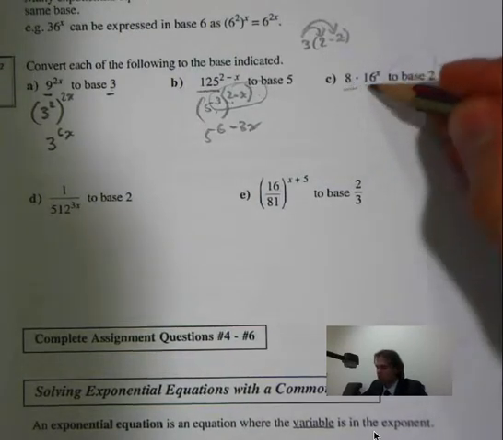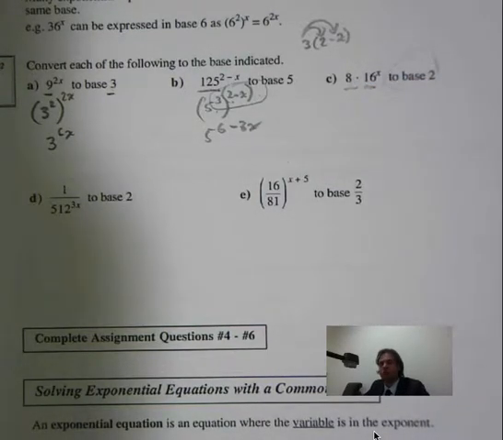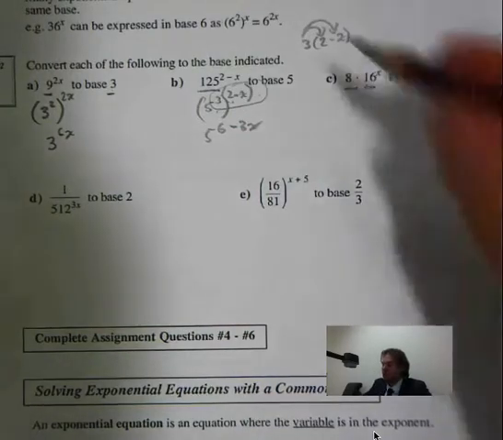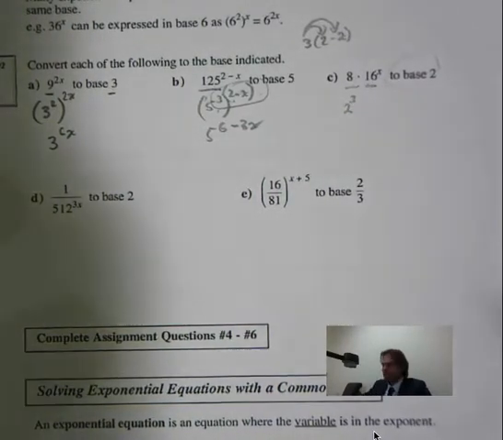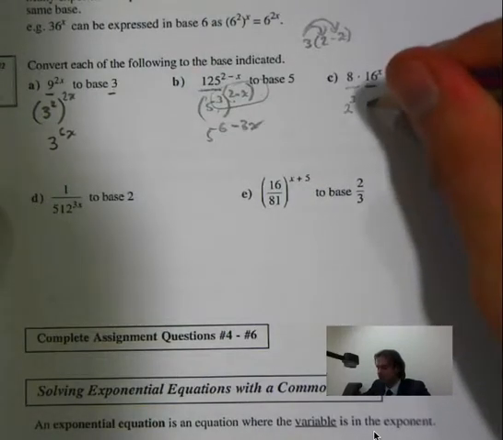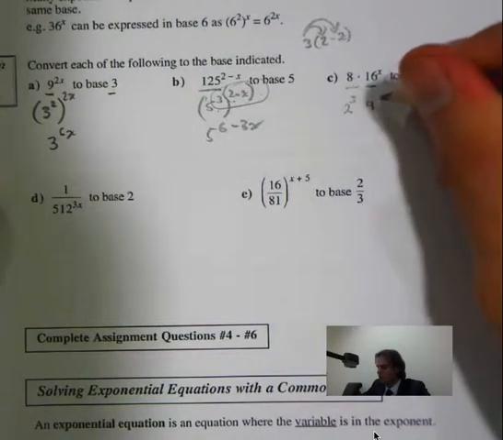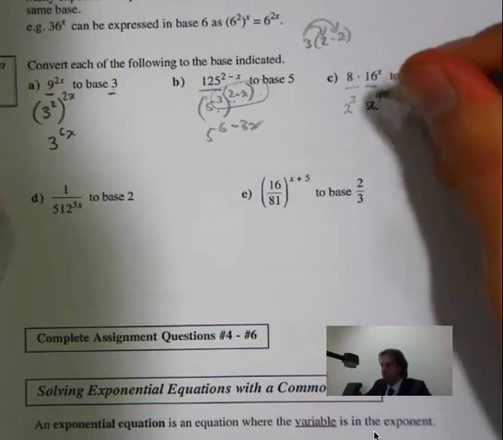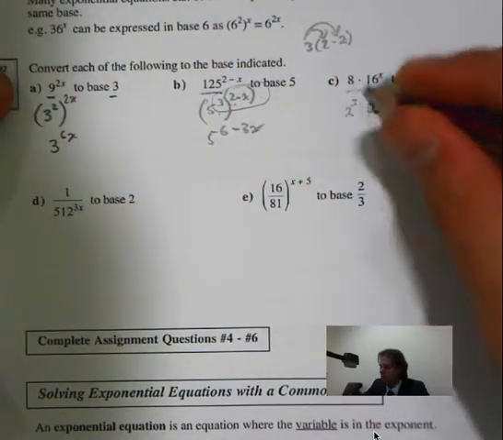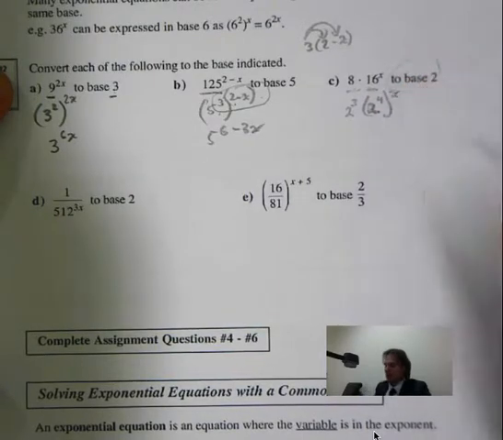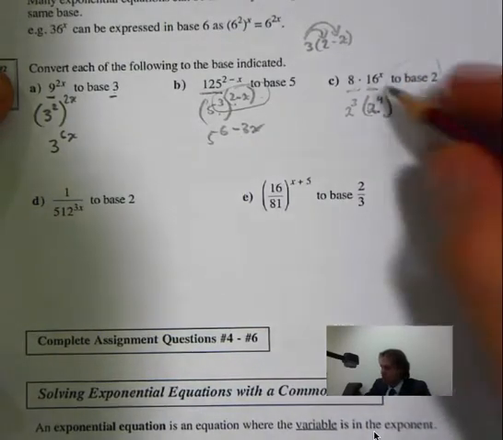But we have two things here. I'm pretty sure both of those could go into base 2. 8 is the same as 2 to the 3. 16, well, that's the same as 4. Or, sorry, 2 to the 4. Must make a mistake there. Got a bit ahead of myself. Wrote the 4 first. 2 to the 4. And this one's to the power of x. So I keep this together.